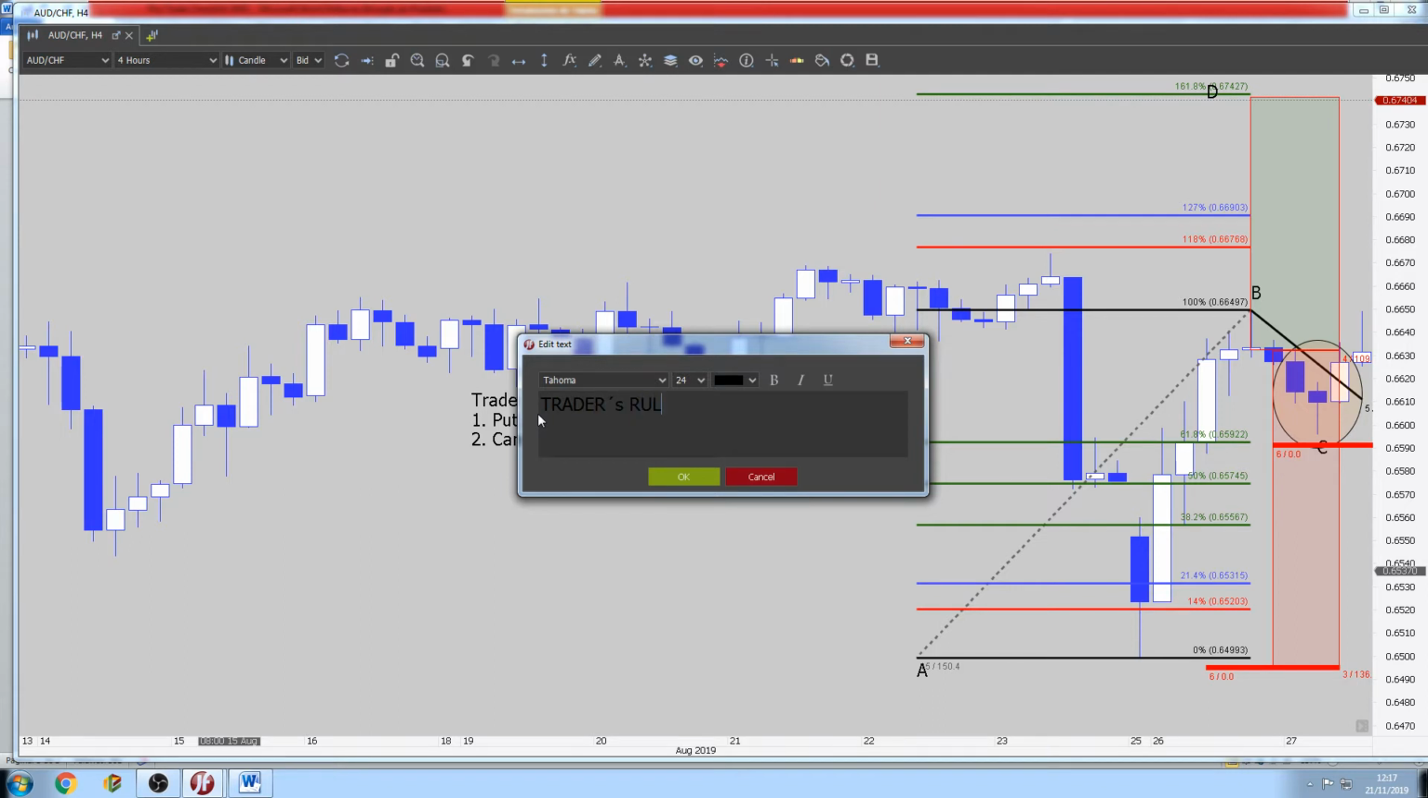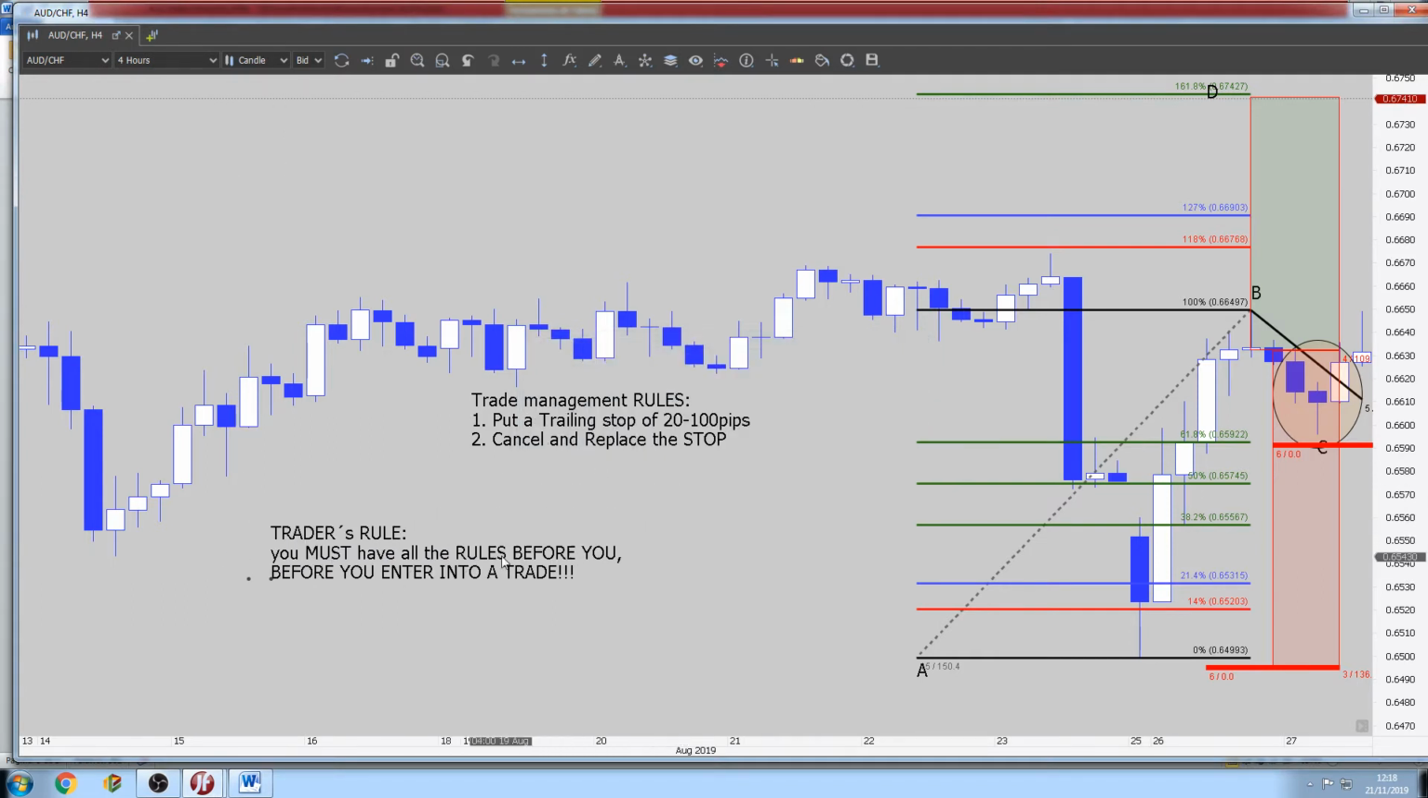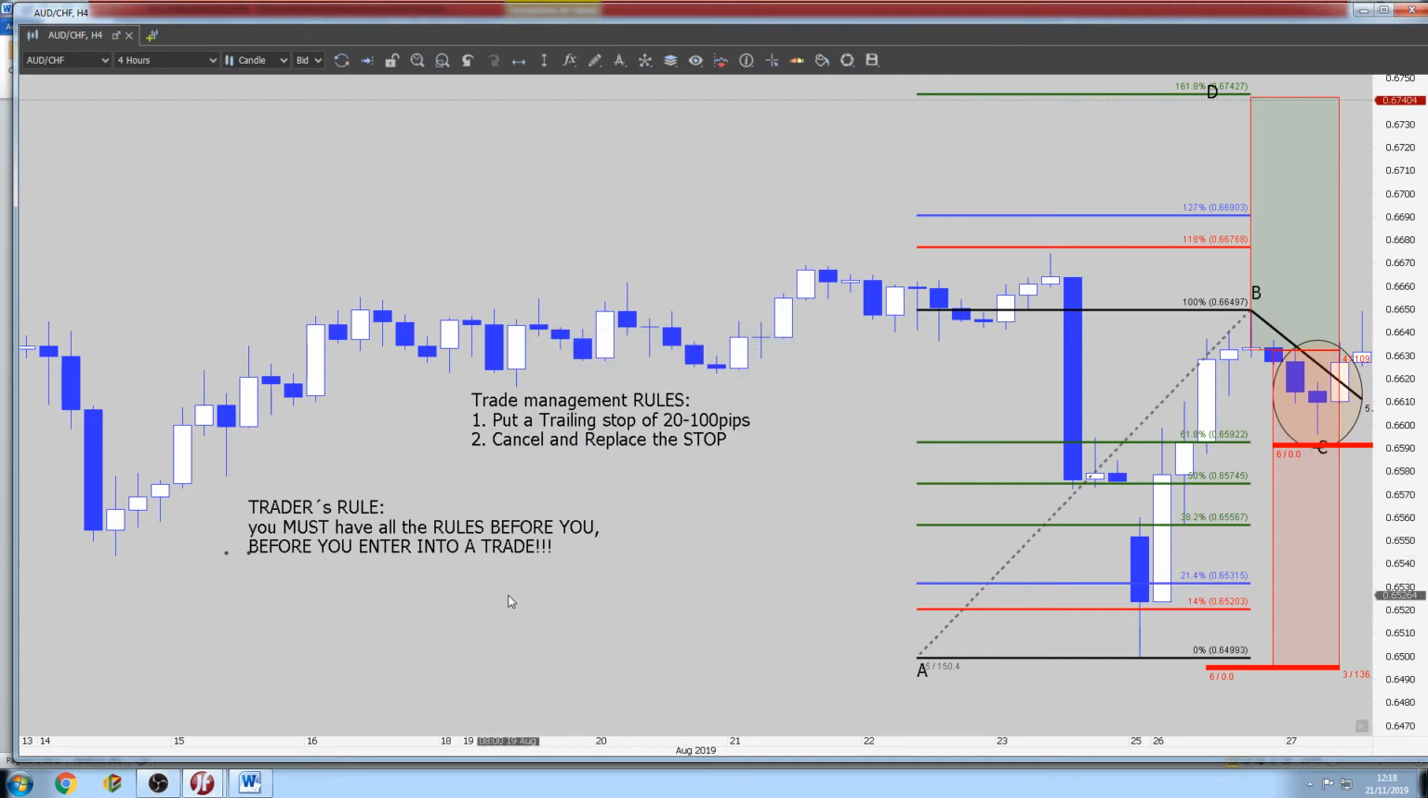Trader's rule. You must have all the rules before you enter into a trade, everybody. Okay, this is trader's rule. You must have all the rules before you enter into a trade. So we have 2 rules if the market goes up, but we have 0 rules if the market goes down, right?